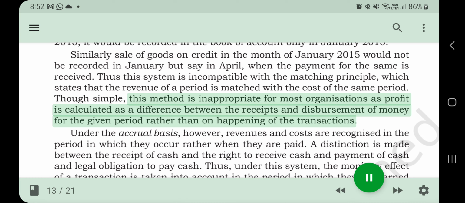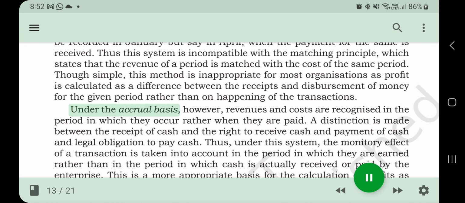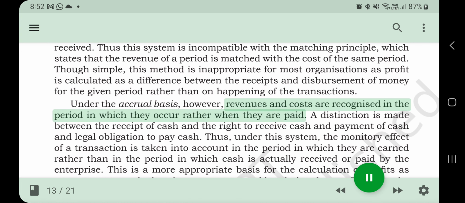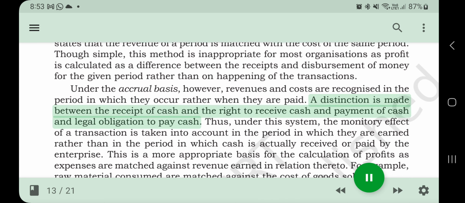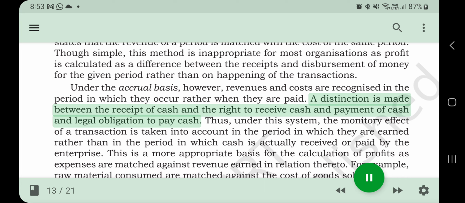Though simple, this method is inappropriate for most organizations as profit is calculated as a difference between the receipts and disbursement of money for the given period rather than on happening of the transactions. Under the accrual basis, however, revenues and costs are recognized in the period in which they occur rather than when they are paid. A distinction is made between the receipt of cash and the right to receive cash and payment of cash and legal obligation to pay cash.